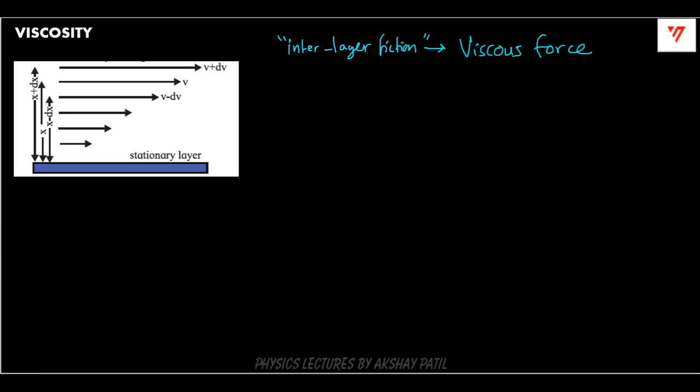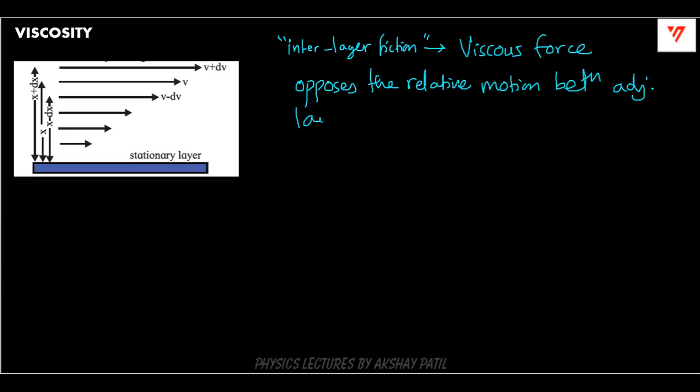So what exactly is the meaning of viscosity? Viscosity is the property of a fluid by virtue of which it opposes the relative motion between adjacent layers. This is exactly the concept we are going to see from here onwards.